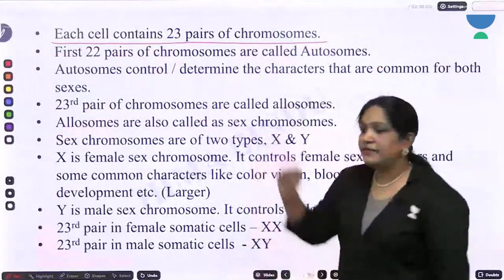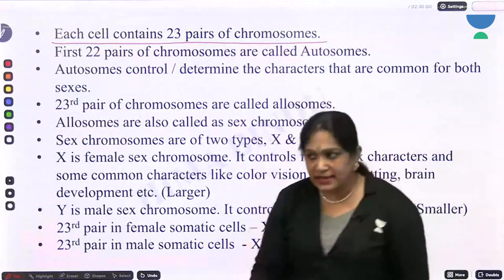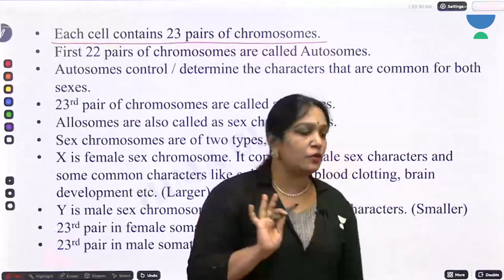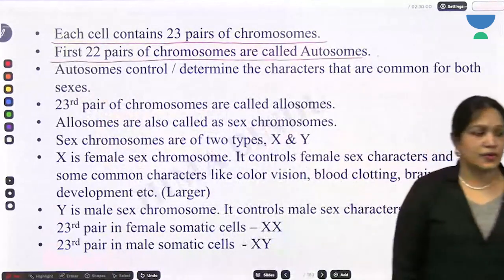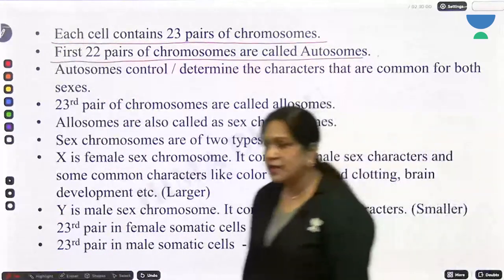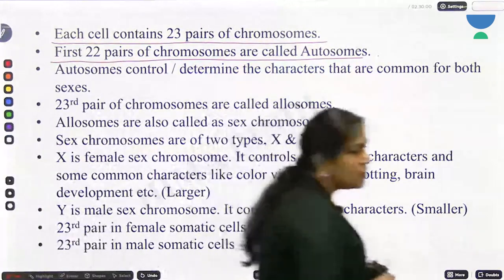So we have a total of 23 pairs of chromosomes. In those 23 pairs, the first 22 pairs are called autosomes. Autosomes are also chromosomes, a type of chromosomes.